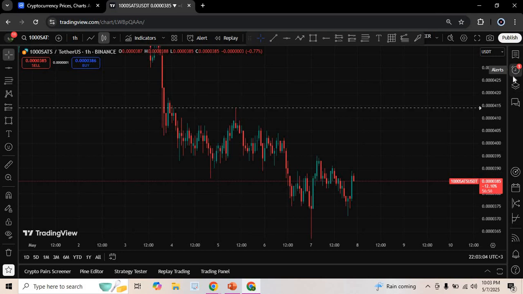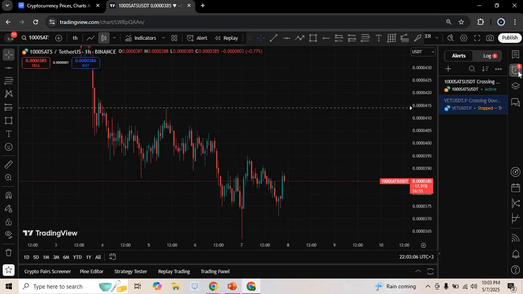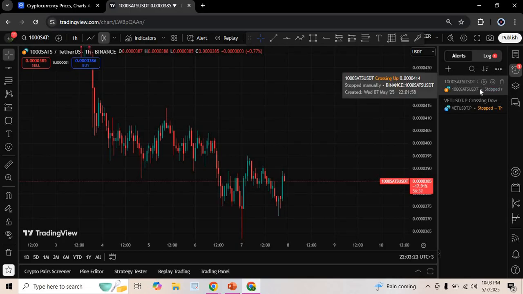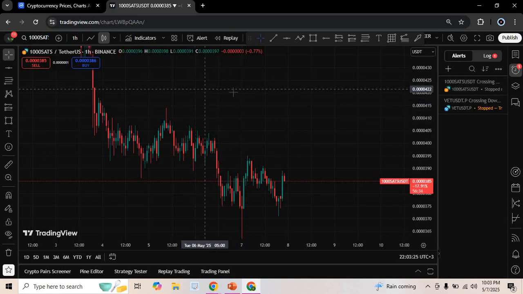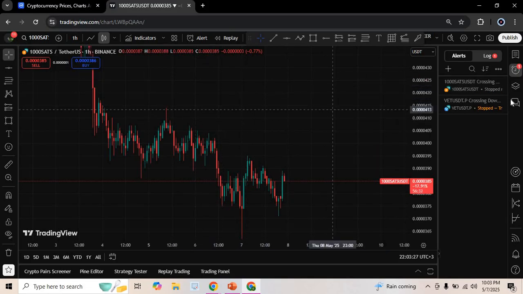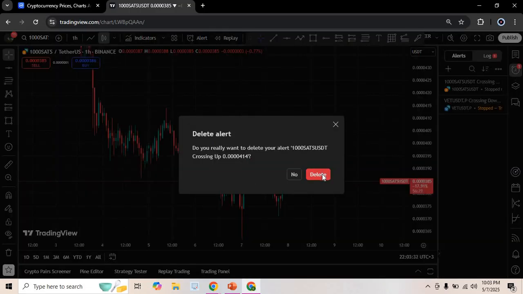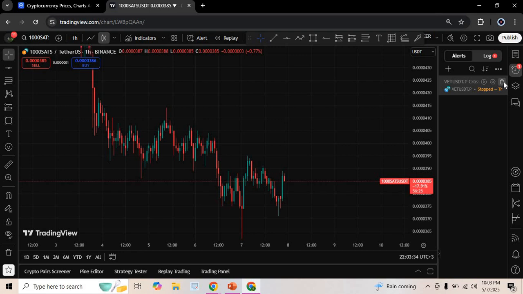This part right here, the clock-like thing. If you want to delete that alert, this is the part where it lists all your alerts. You'll see I had an alert on VET USDT and it was triggered and I stopped it. I can decide to stop it, and once I've stopped it, that line has disappeared. But if I want to delete it from even my list, I'll come to this part and delete it. Delete this other one like that.